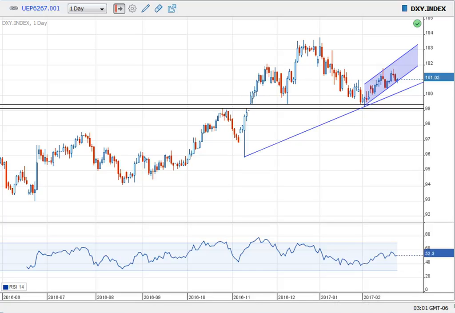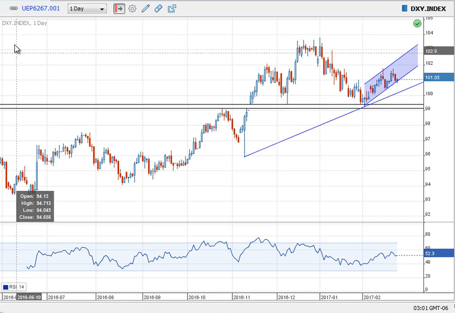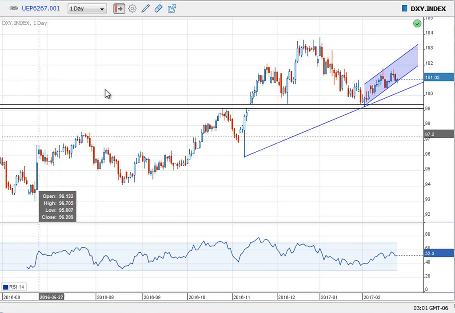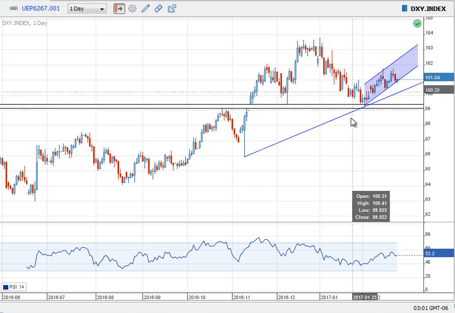I'm Orlando and I'm going to be talking today about the dollar index. As you can see, we are looking at a daily chart of the DXY, which is the ticker of the US dollar index. So basically what we want to talk about is this part of the chart.